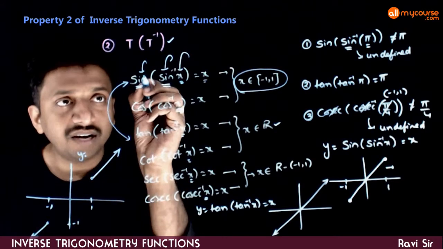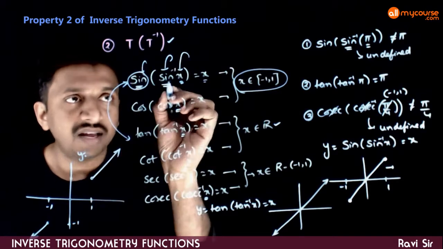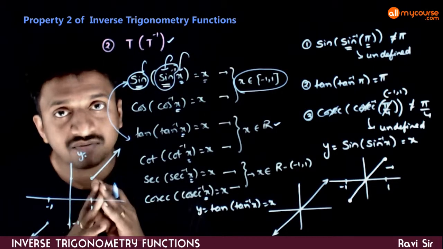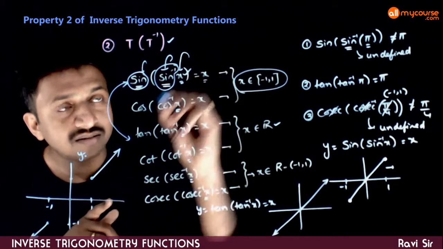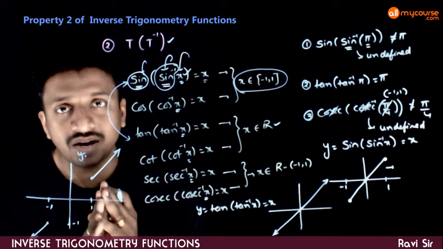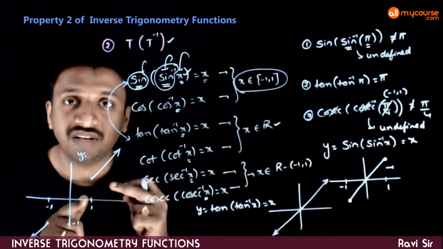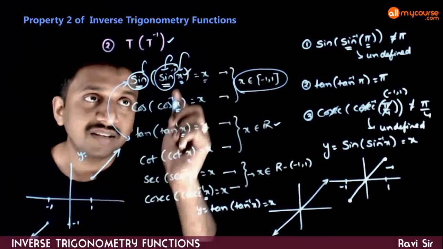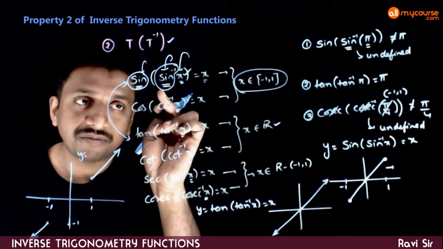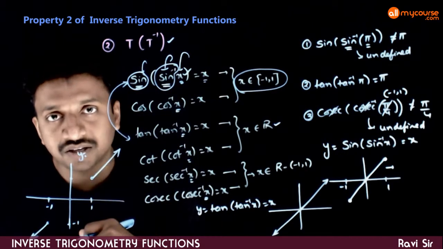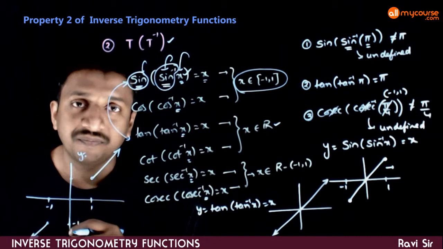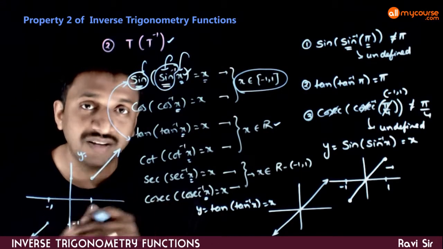So if you have trigonometric ratio outside and inverse trigonometric ratio inside, the answer will either be equal to x or will be equal to undefined. You have one of these two answers. So it will be equal to x if this x belongs to the domain of the corresponding inverse trigonometric function. Undefined if x lies outside the domain. So I hope it is clear.